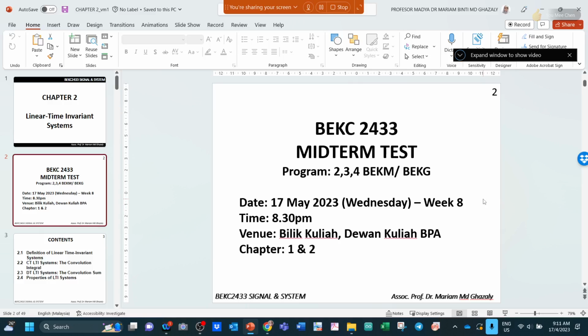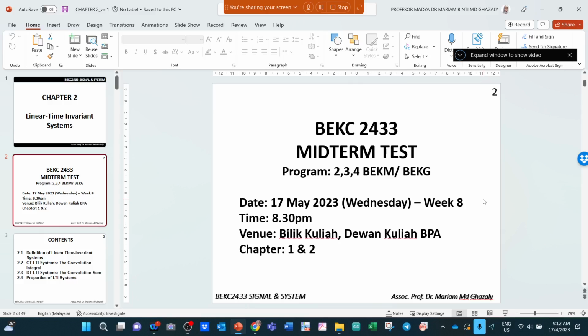Alright, a reminder: the midterm exam is confirmed for 2 BEKM, 3 BEKM, 4 BEKM, and also BEKG, which means everyone who takes the Signals and Systems subject. The exam will be in week 8, on 17 May, Wednesday, at 8:30 PM, at Dewan Kuliah BPA, the one by the lake over there. As for the lecture room, I will inform you later which room.